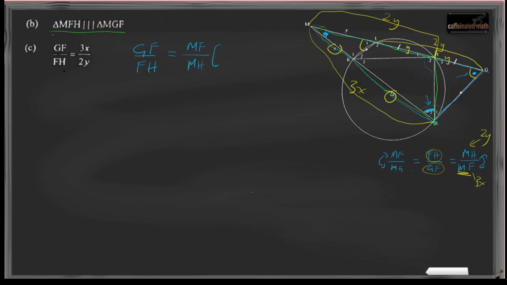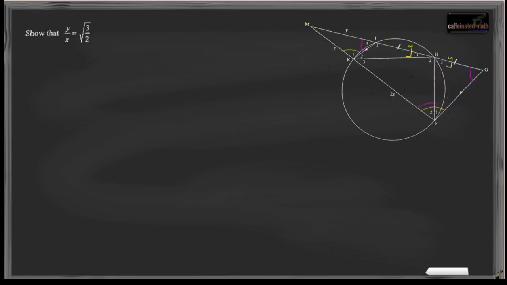And what's my reason for this proportionality holding true? Well, it's quite simply that triangle MFH is similar to triangle MGF, as I just proved, and that turned out to be useful. So now it's just substituting the parameters that I saw over there, and as you can see, MF is 3x and MH is 2y as required. Again, let's just move on.